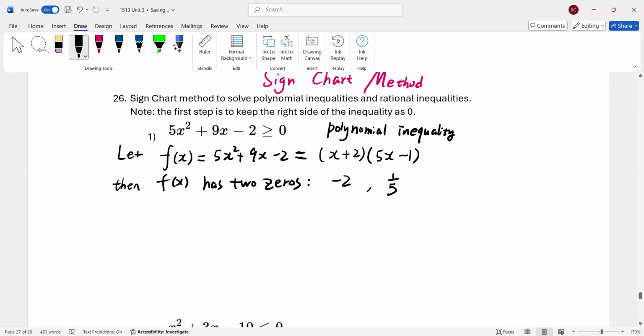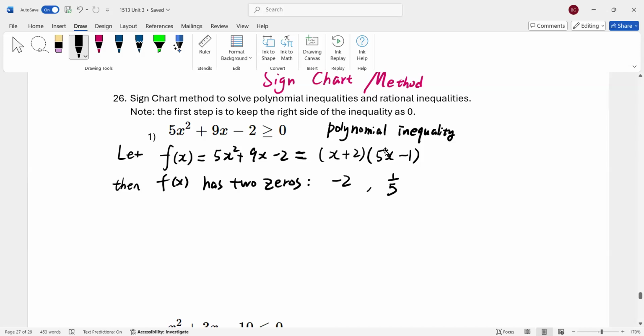You see it, right? -2 would make the first factor be 0. If you let x be -2, -2 plus 2 is 0. A root or zero of a function is a value of x that could make the function be 0. If you plug in x equals that value, then the corresponding y value is 0. y is f of x, right? So -2 is a zero because if we plug in x equals -2, the function equals 0. Similarly, x equals 1/5 is also a zero.